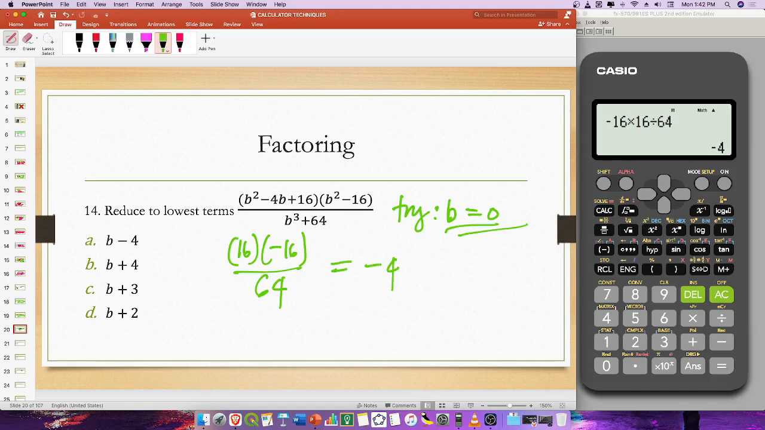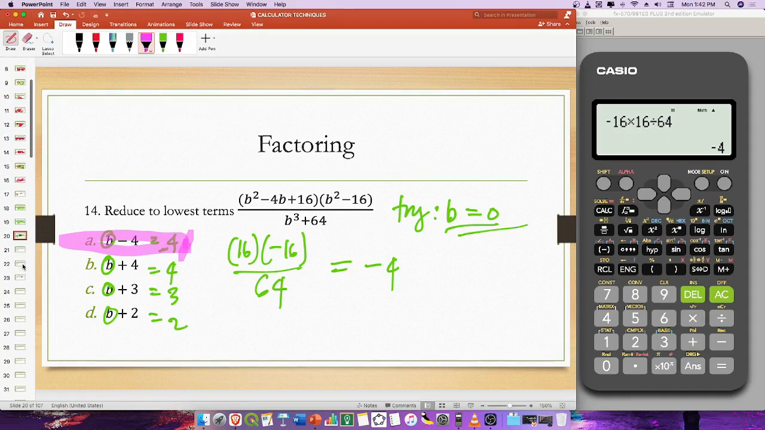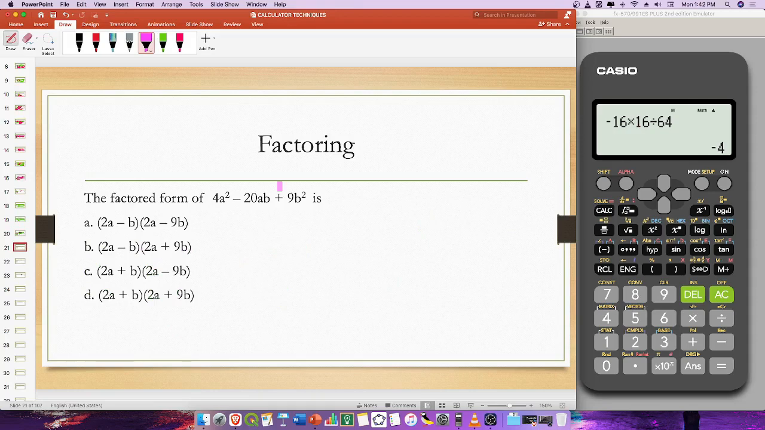Now if I substitute 0 to b in the choices, the result should be negative 4. This is 4, this is negative 4, this is 3, this is 2. So therefore, the answer is this. So we don't need to solve this manually using factorization. All you need to do is just substitute a number. Okay, let's try another one.